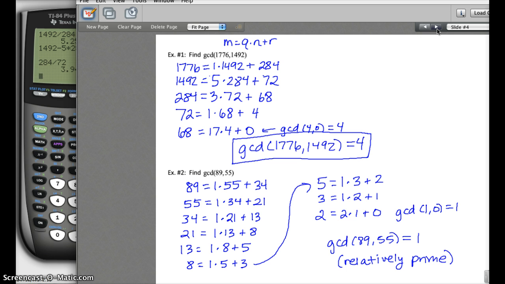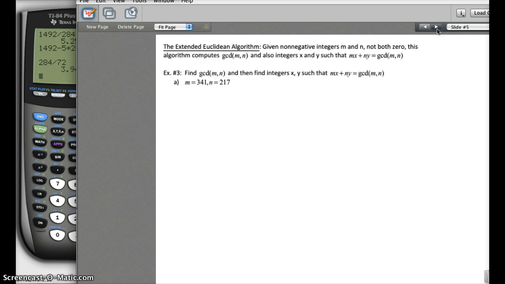So now we want to take this idea and look at what's called the extended Euclidean algorithm. This starts out the same. The first step is to just find the GCD using the Euclidean algorithm. Then we're going to use this same process backwards to figure out a solution to this equation: m times x plus n times y is equal to the GCD. So we're going to find solutions for x and y that satisfy this. These solutions will not be unique. There are other solutions, but this gives us one solution to an equation that has two variables.